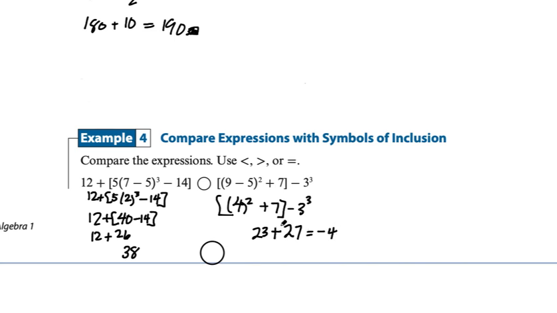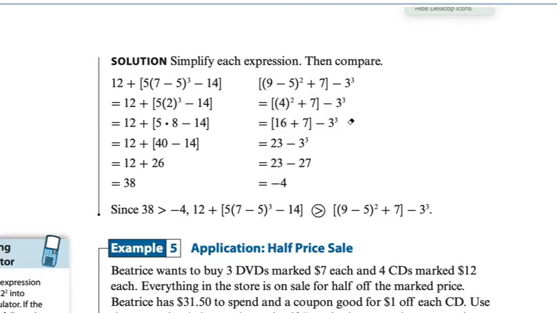Because we'll plus this plus negative. We'll do keep, change, or don't do. And so having the 23, we'll leave that, we'll change that to addition, subtract the 27, we get a negative 4. And when I compare that, clearly 38 is greater than negative 4. The text seems to corroborate that story, and so we end up with this side being greater.